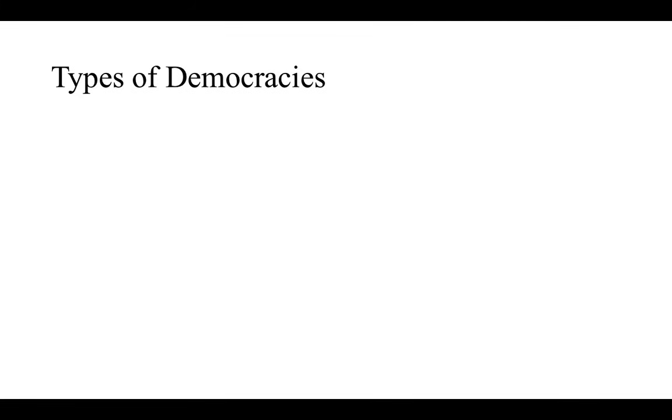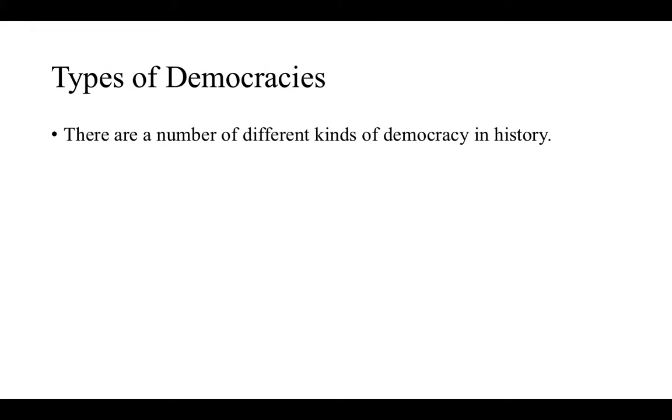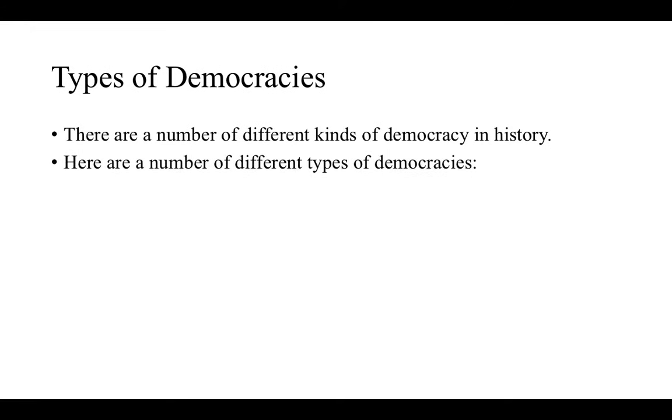So now we've got an idea of what the definition of democracy is. What are the different types of democracy? Because democracy can come in many different forms, some closer to the original definition than the other. Okay, so there are a number of different kinds of democracy in history, and here are just a few of the types of democracy.